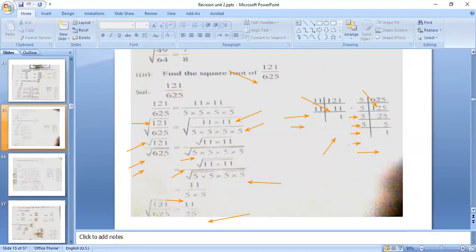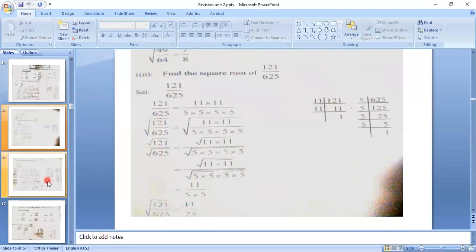So in this way we will get the answer of the square root of fractions. Are you understanding this?